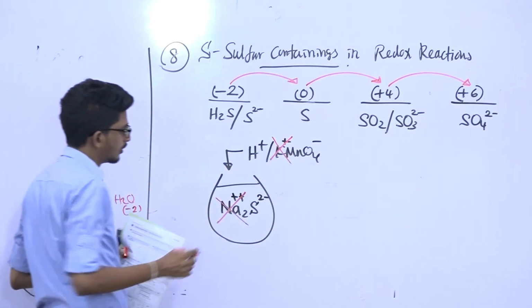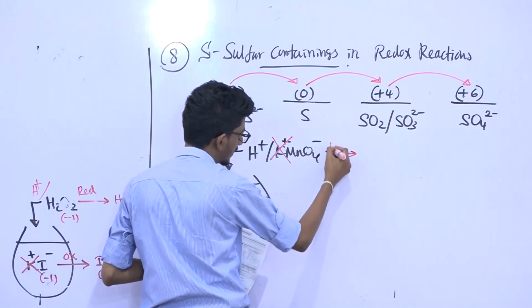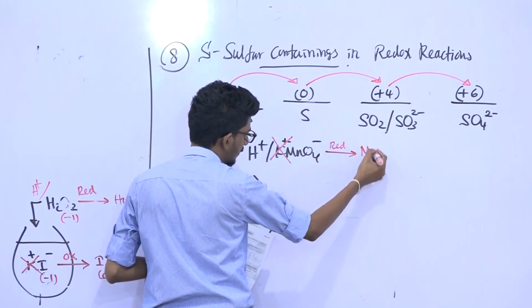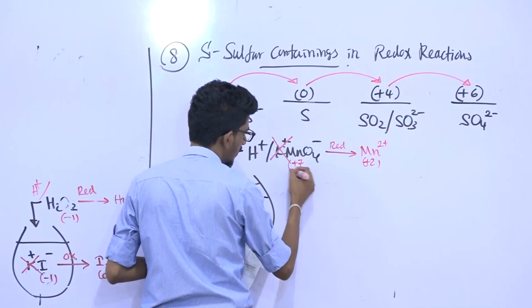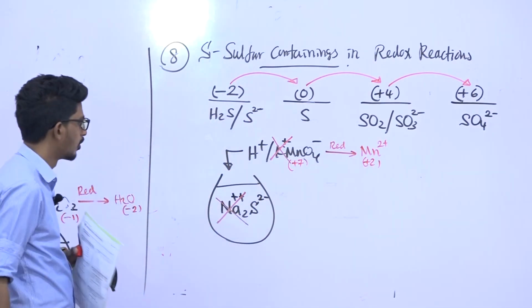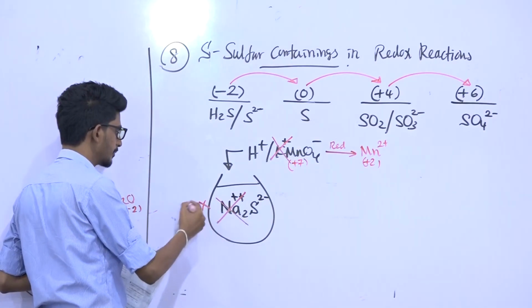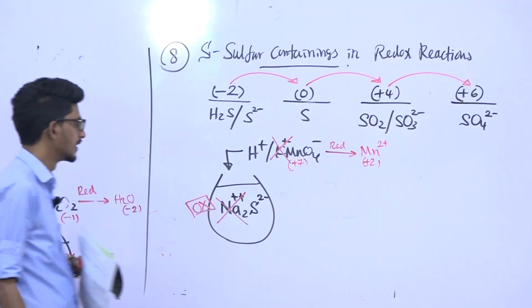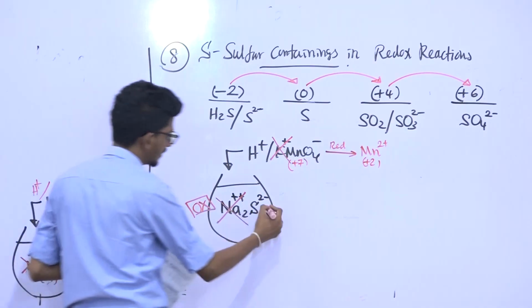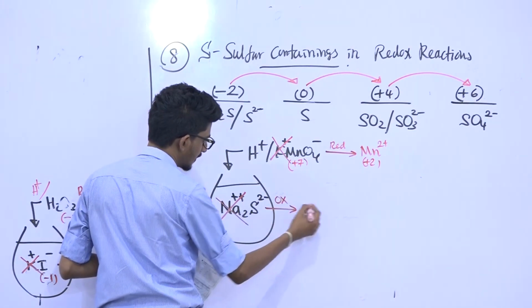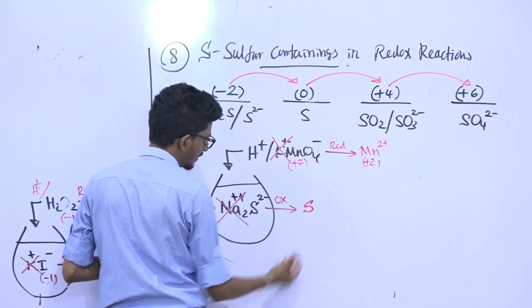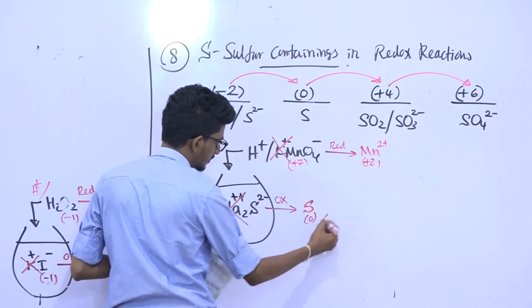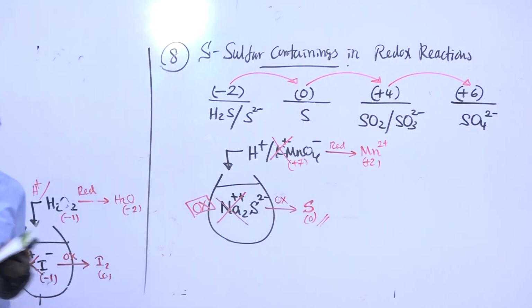Manganese in acidic medium always gets reduced to Mn2 plus, so we are expecting an oxidation from the flask. The S2 minus ion is there, so the oxidation is possible only at the sulfur. If they do not say what that species is oxidized to, you are supposed to come up with sulfur.